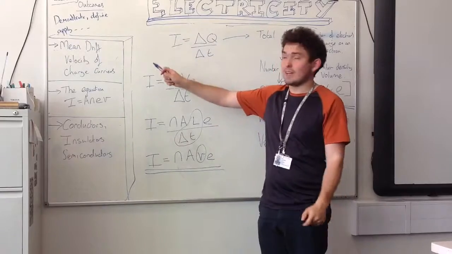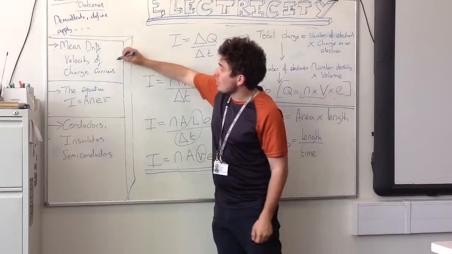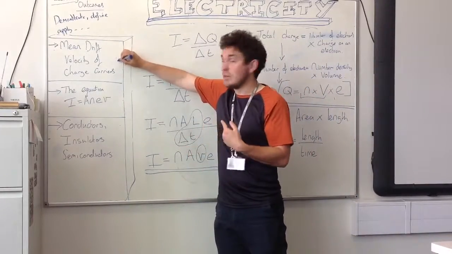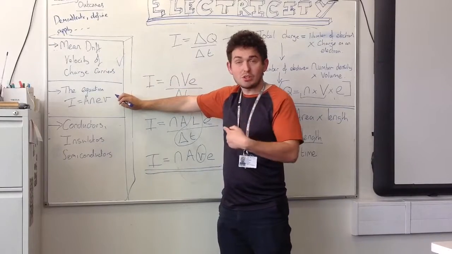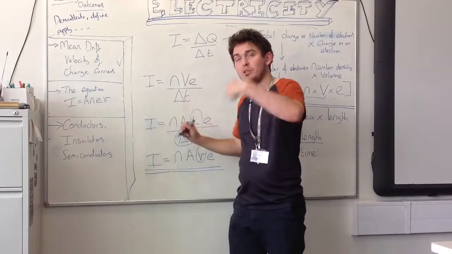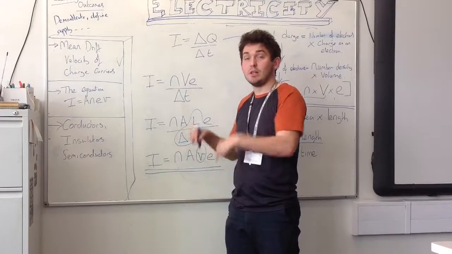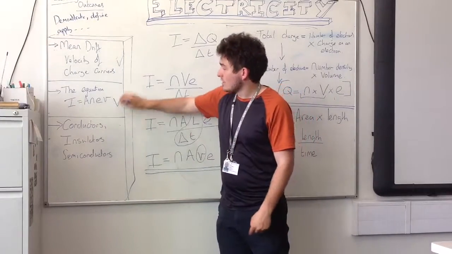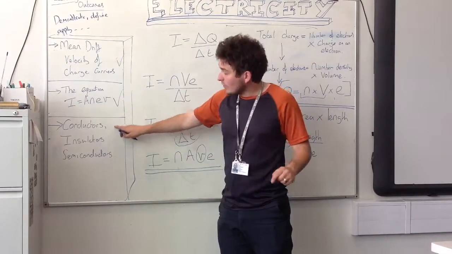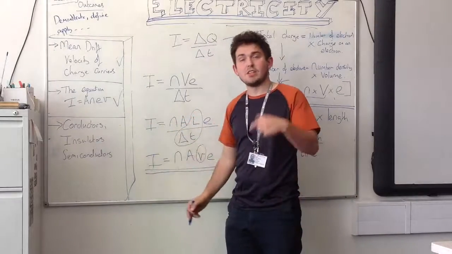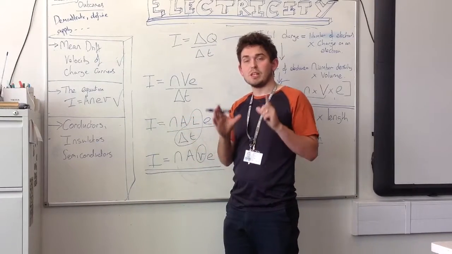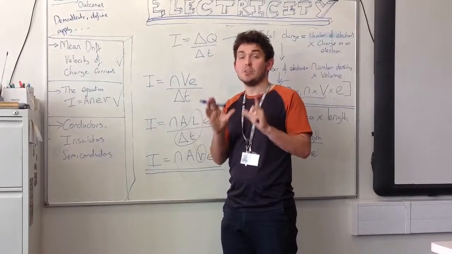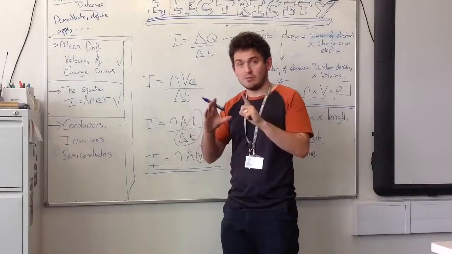Let's quickly check our aims then. Have we gone over what mean drift velocity means? I should hope so. Do we understand what this equation means? Can we apply it? You'll be able to test that in the questions below on the haiku. And we discussed earlier the difference between conductors, insulators and semiconductors. You should be able to explain them in terms of their number density, or their number of free charge carriers in a given volume.